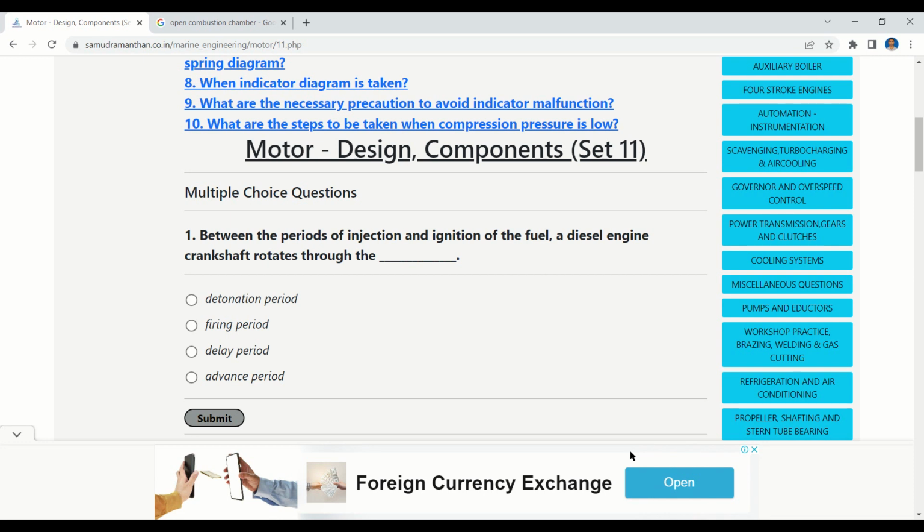Let's start. Our first question is: between the periods of injection and ignition of the fuel, a diesel engine crankshaft rotates through, and the options are detonation period, firing period, delay period, advance period. The period between injection and ignition of the fuel is called delay period. So the correct answer should be delay period.